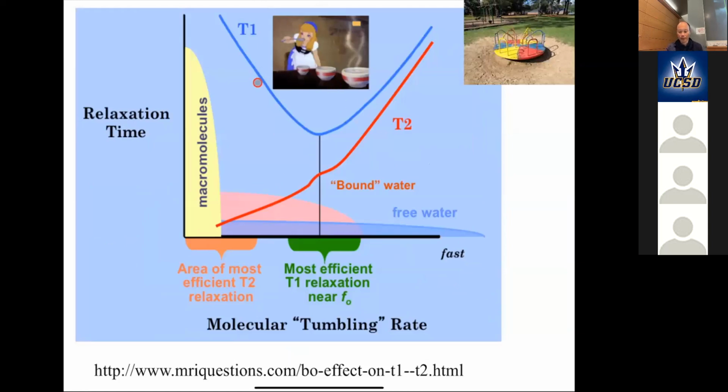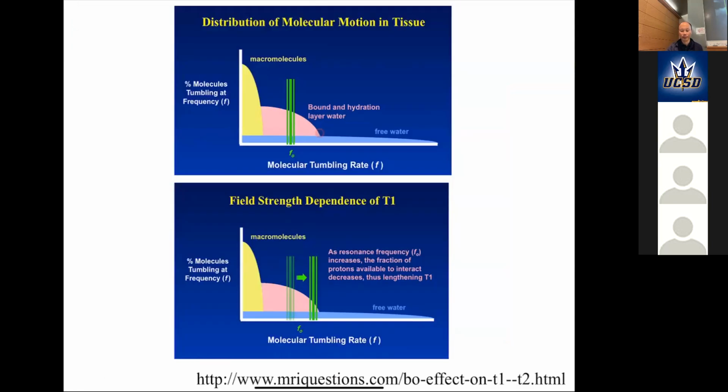Okay, so that's what this website calls the Goldilocks principle. I think some of you have heard of Goldilocks and the Three Bears. Others of you have not, so you can just Google Goldilocks and the Three Bears. Essentially, she eats porridge that is too cold, too hot, or just right. So when the tumbling rate is just right, that's when the T1 hits its sweet spot. So that's T1 in a nutshell.